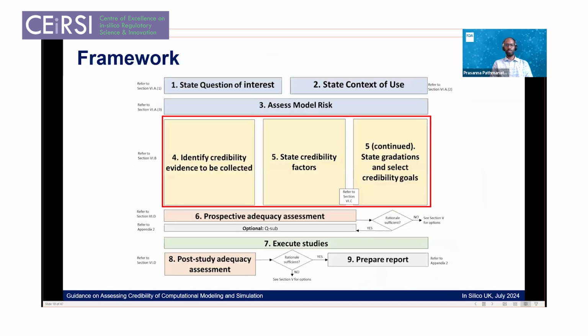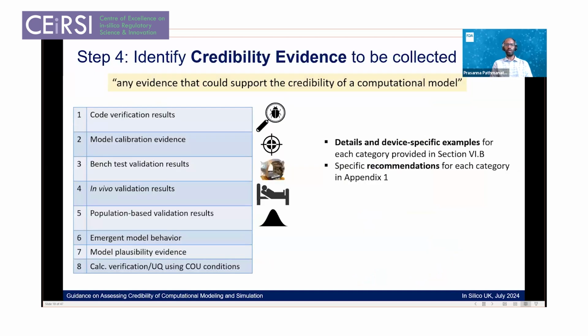Now we get to these intermediate steps where we introduce something new that's different to V&V40, and this is this concept of credibility evidence. So the next few slides are going to talk about why we introduced that concept and how we went about providing a categorization of credibility evidence. Credibility evidence is basically defined in the guidance as any evidence that could support the credibility of a computational model. So anything that could conceivably be provided in a regulatory submission to support the credibility.